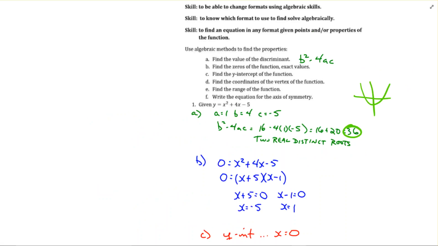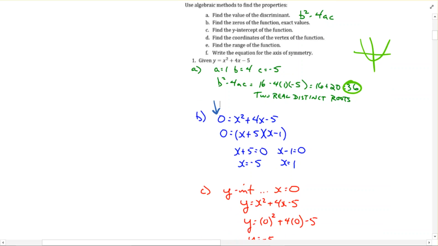Okay, now we've got to find the zeros of the function, or the roots, or the solutions. So we just set y equal to 0 on this side, and then factored it. When you factor that, you get x plus 5, x minus 1, and x is equal to negative 5, x is equal to 1. That's where it crosses, right?